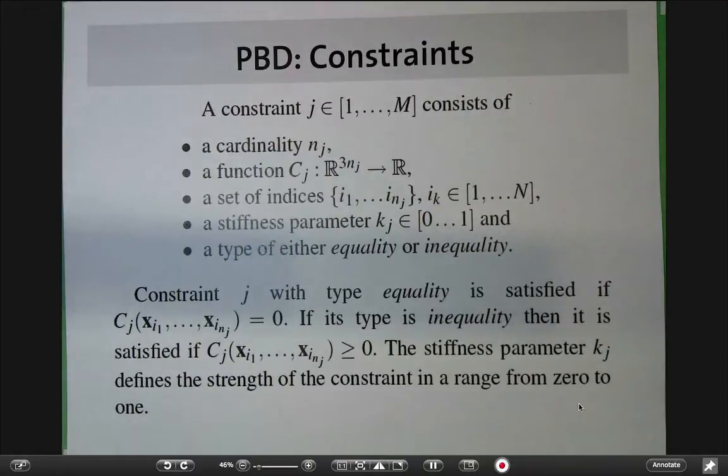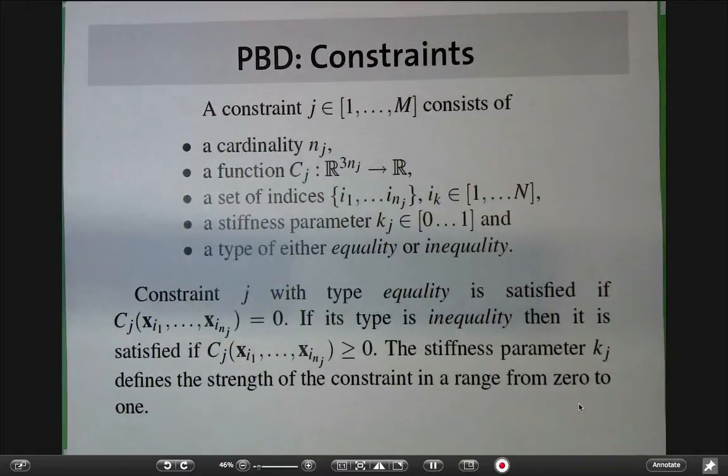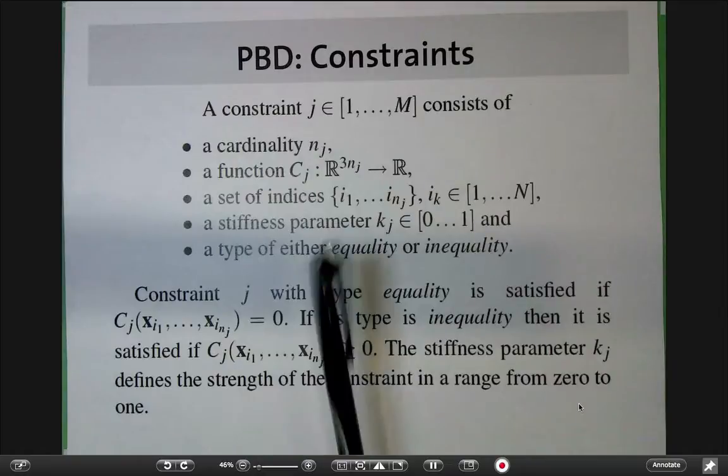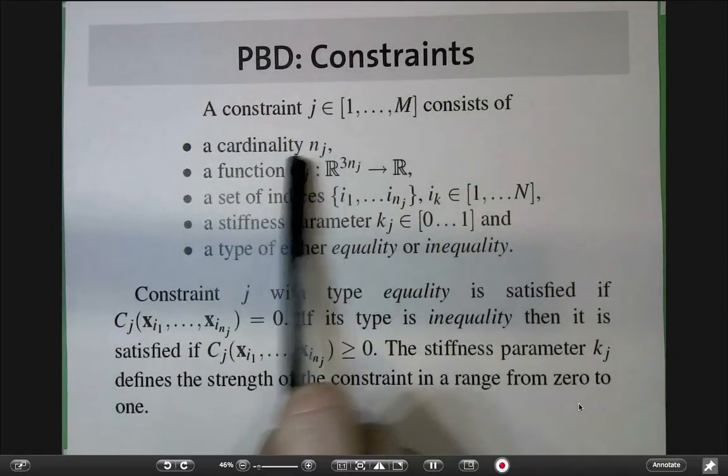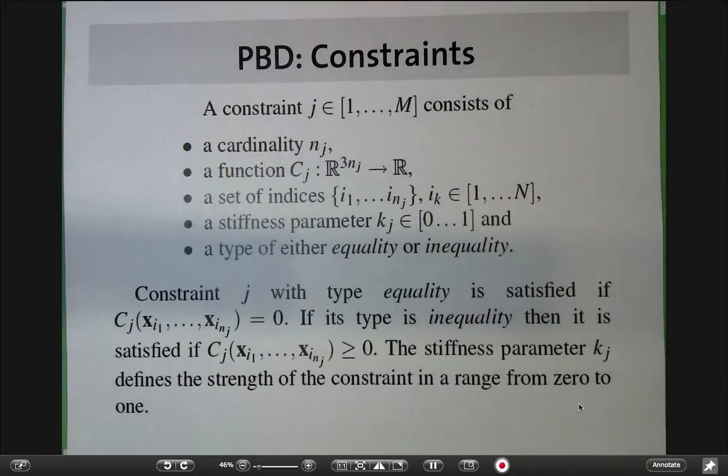So what is a constraint in full generality? I said that the distance constraint is just one example of a constraint. So what is a constraint in general? We have a bunch of constraints, obviously. We have one system, and there are lots of constraints which it is subjected to. A constraint can have arbitrary cardinality. That basically means how many particles it affects. It can really be from one to all of the particles, right?